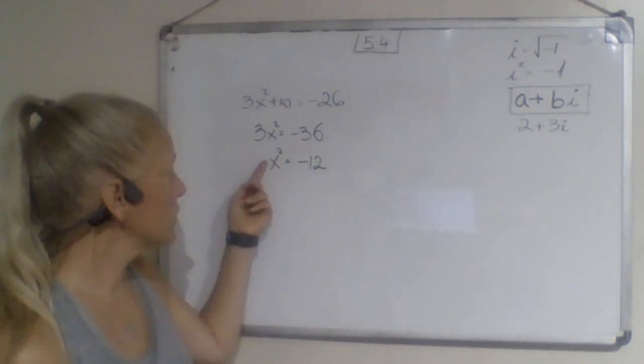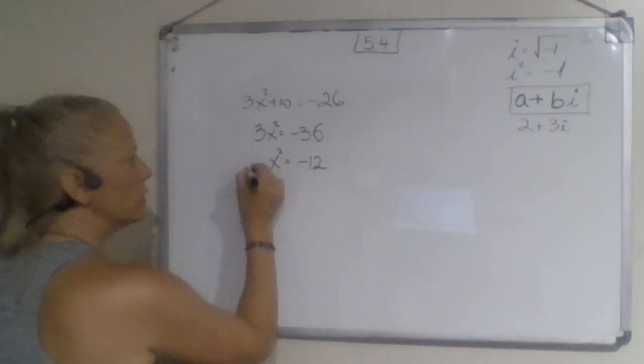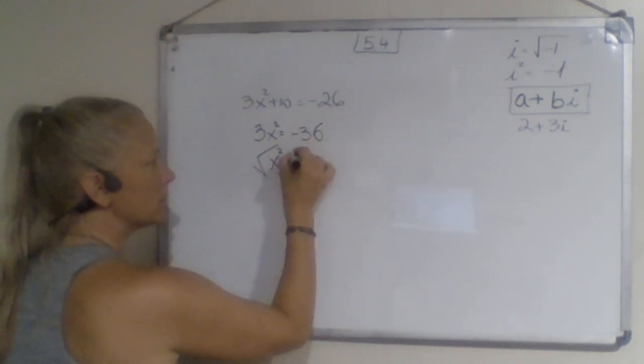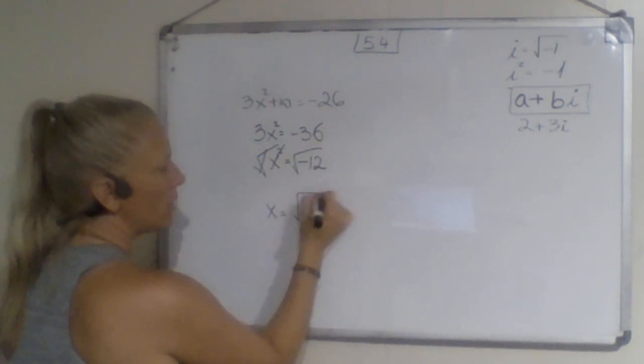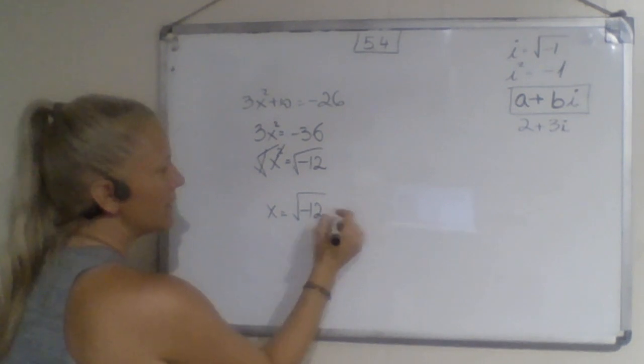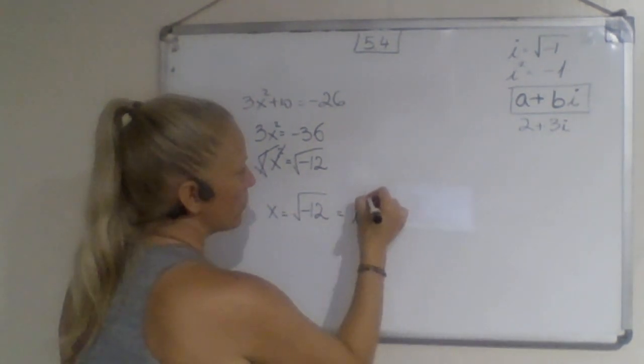In a real life situation before 5.4, this would have been no solution. No number to the second power is -12. We're learning about complex numbers. We're going to do what we normally do. We take the square roots. This goes with that. I get x equals the square root of -12. We said, as soon as you see that negative, you think i root 12.